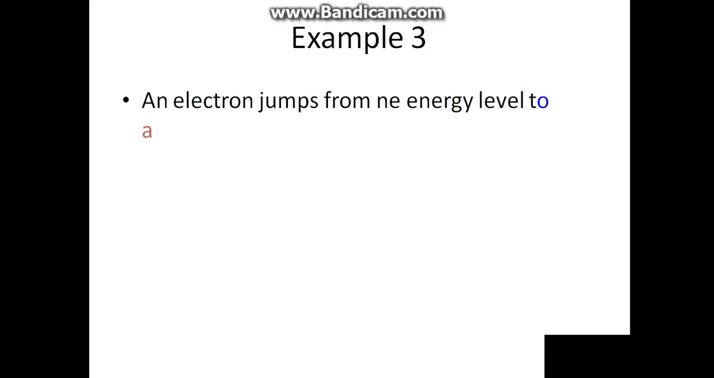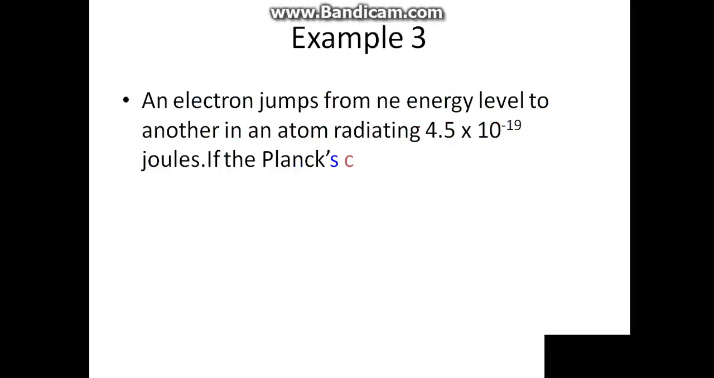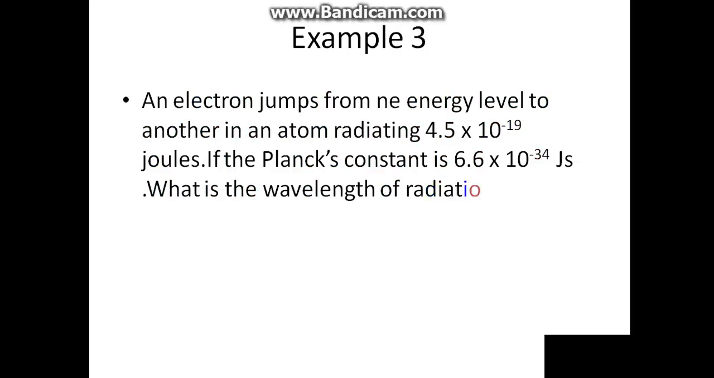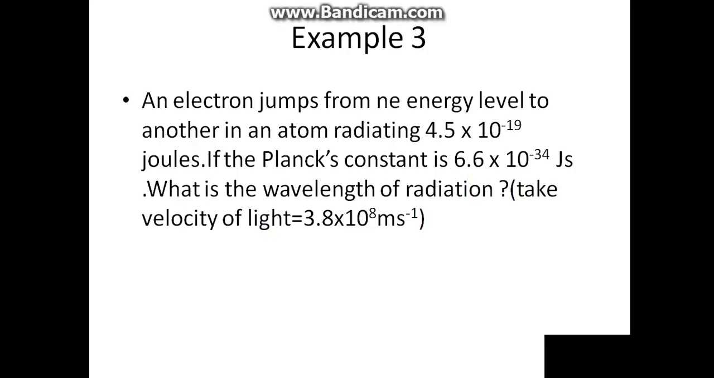Example 3. An electron jumps from an energy level to another in an atom, radiating 4.5 times 10 raised to the power minus 19 joules. If Planck's constant is 6.6 times 10 raised to the power minus 34 joule seconds, what is the wavelength of radiation? Take the velocity of light equal to 3.8 times 10 raised to the power 8 meters per second.